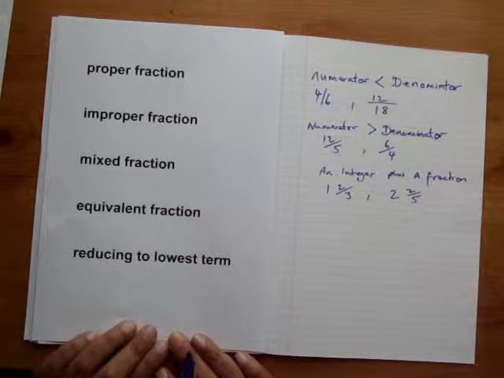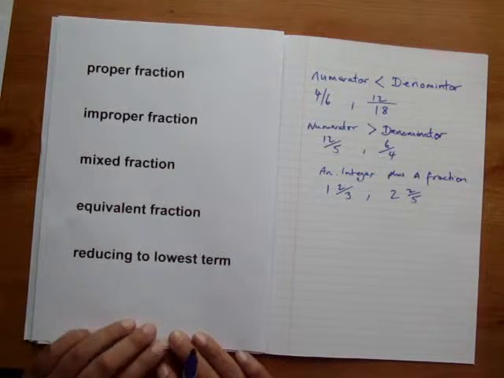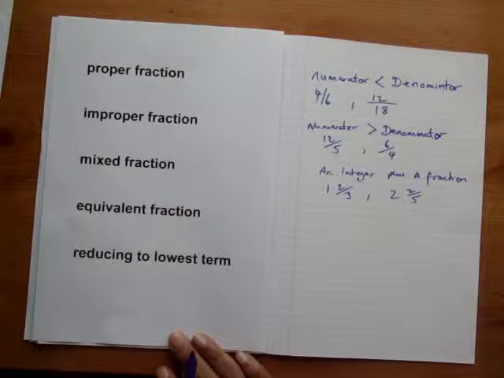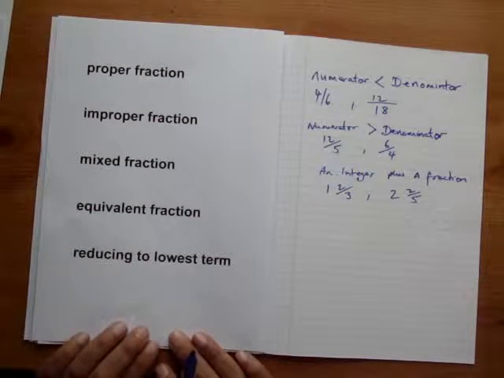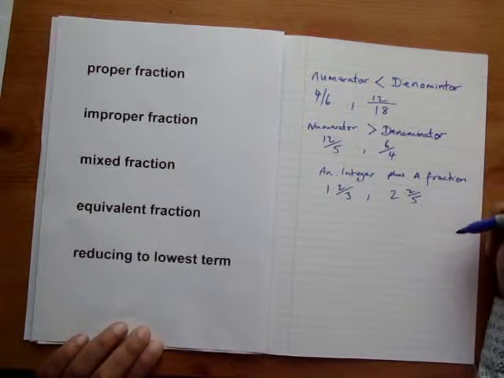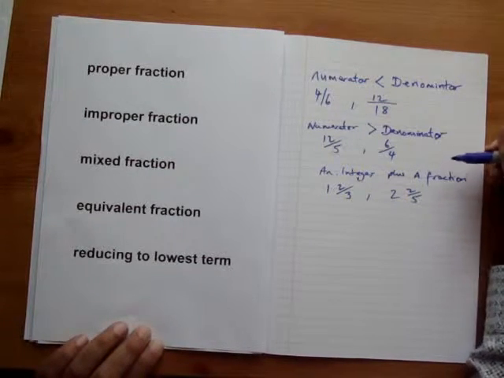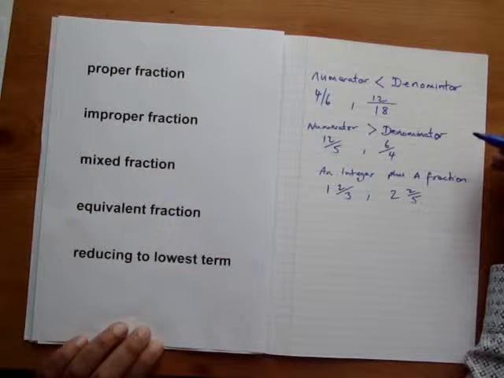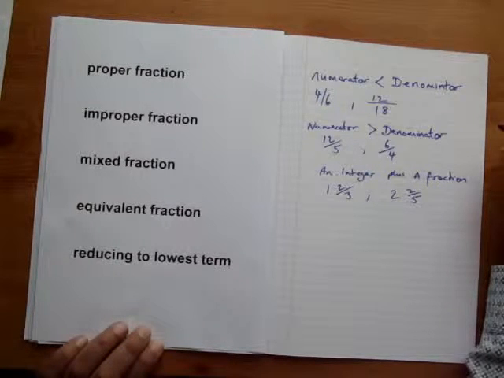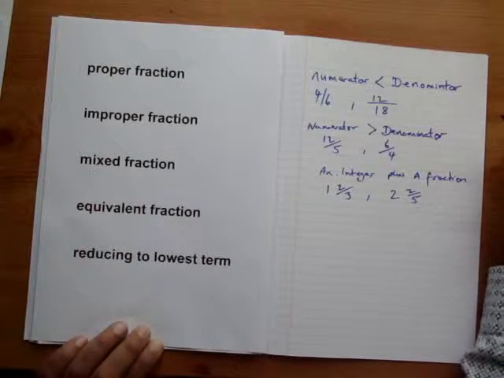We try not to give them as answers, but there is a way of making a mixed fraction into an improper fraction. Sometimes we need to do that for certain calculations like division, multiplication and subtraction of fractions. When they are mixed fractions, we need to make them into an improper fraction.